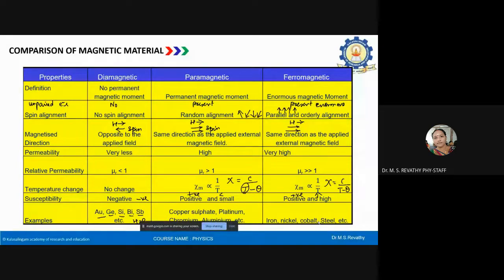Some missing entries are also there in the previous activity, so try to complete those.